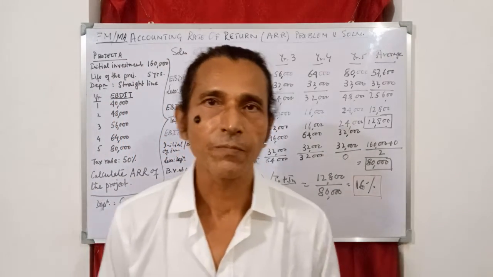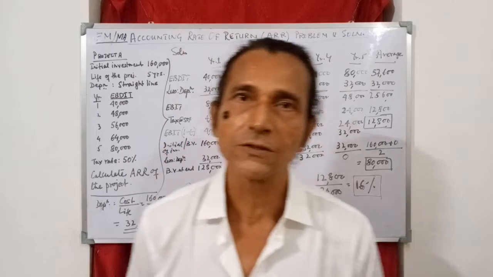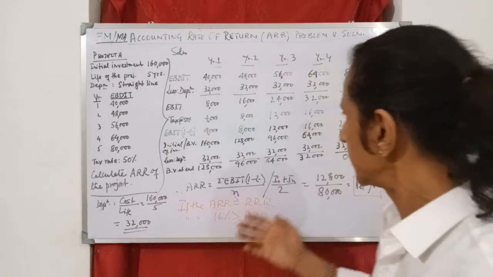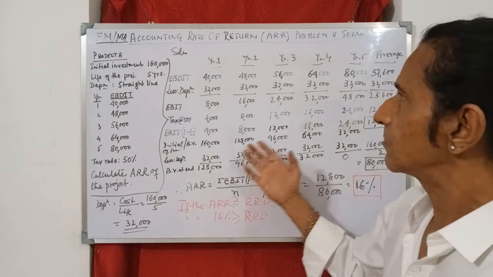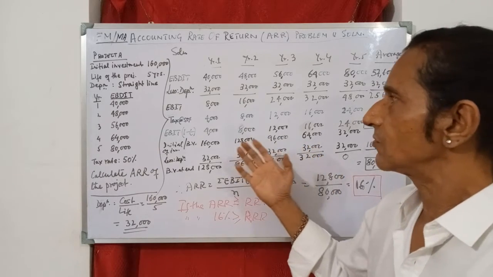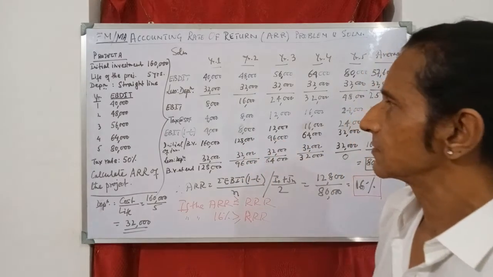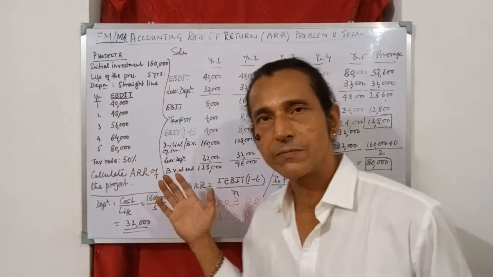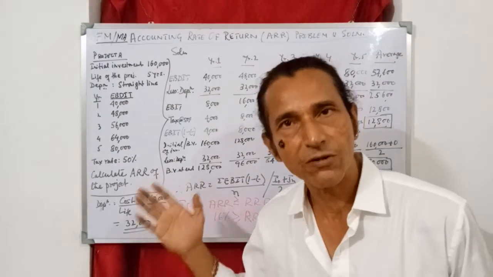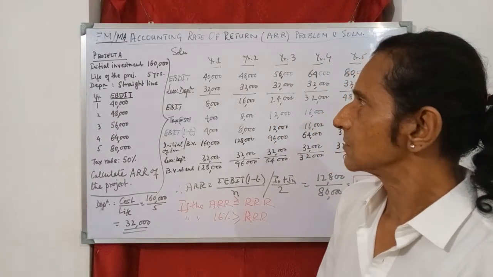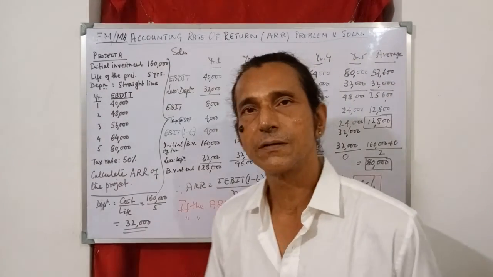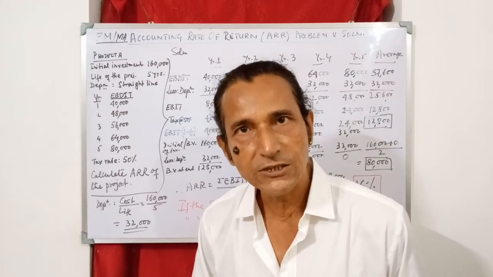As simple as that. Okay, so this is enough for this video, and this is all about the solution of accounting rate of return problems. If you can understand this problem, then I think you will be able to solve any problem on ARR, right?